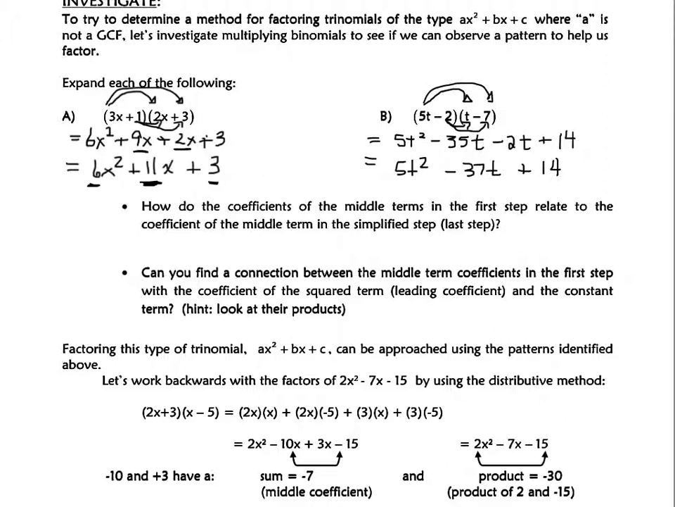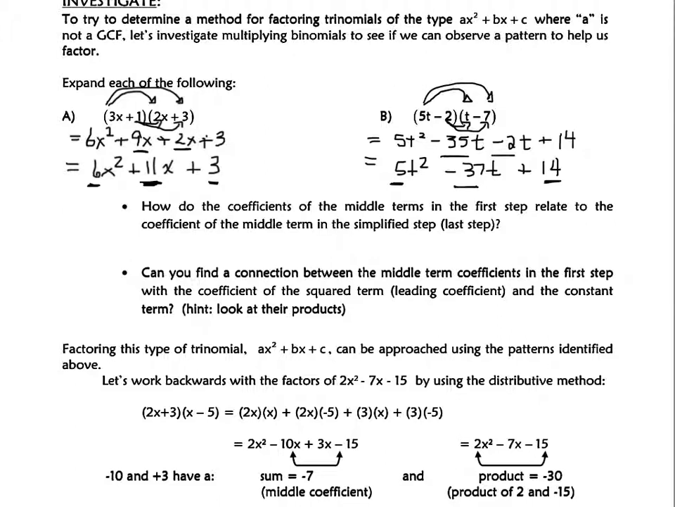And this one's a little bit harder to see, I guess, because the numbers are a little bit larger. But negative 35 and negative 2 will add to give you negative 37. And if you multiply negative 35 and negative 2, you do get 70. And if you look at the product of 14 and 5, that is also 70. So there is a very similar relationship to what we did in factoring x squared plus bx plus c types.